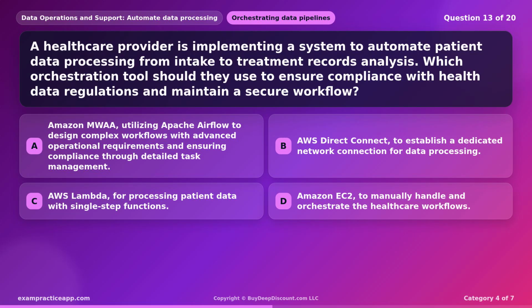The correct answer is option A, Amazon MWAA, utilizing Apache Airflow to design complex workflows with advanced operational requirements and ensuring compliance through detailed task management. Explanation: Amazon MWAA, which utilizes Apache Airflow, is the best choice for the healthcare provider. It supports the creation of complex, customizable workflows that can adhere strictly to health data regulations. Apache Airflow's ability to manage detailed task dependencies and operational parameters helps ensure that each step of the patient data processing is compliant and secure.